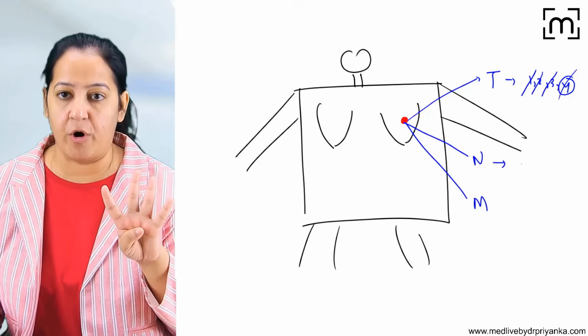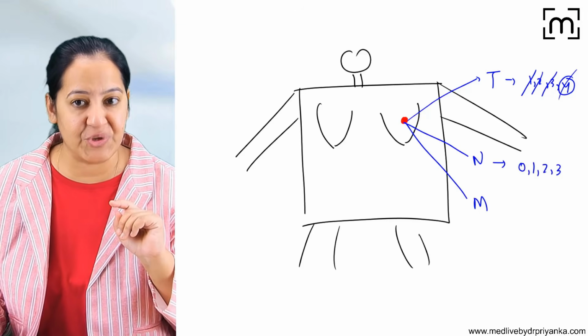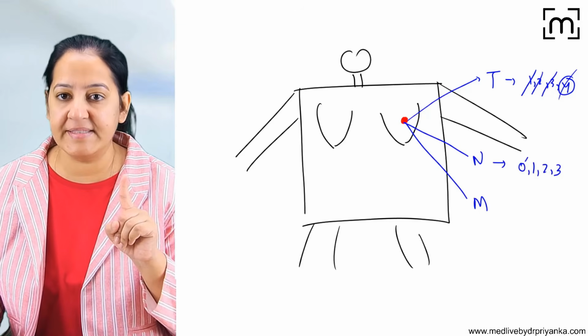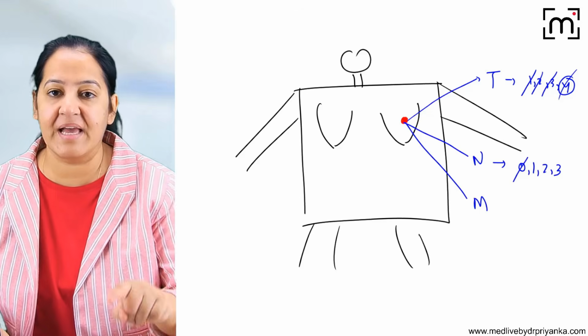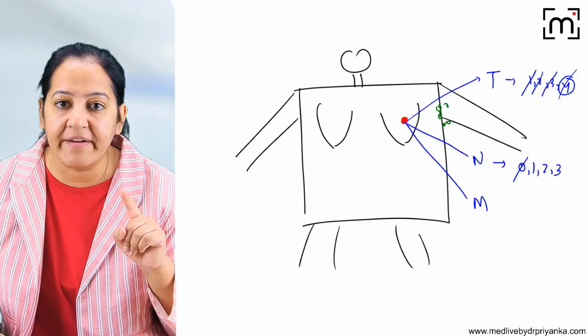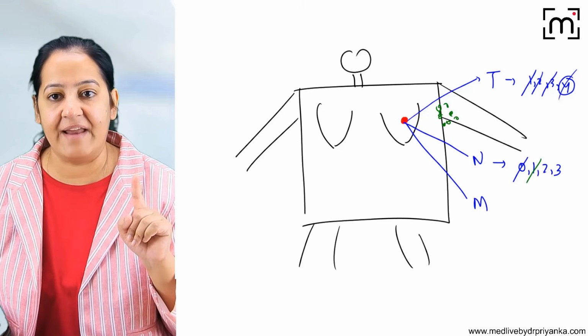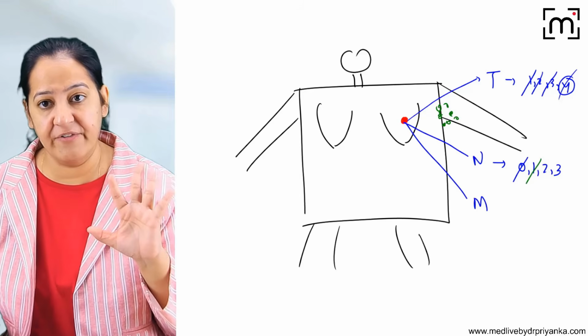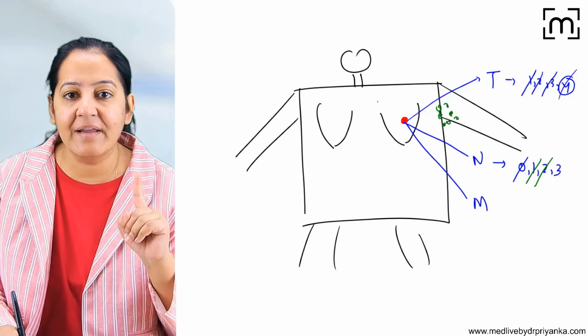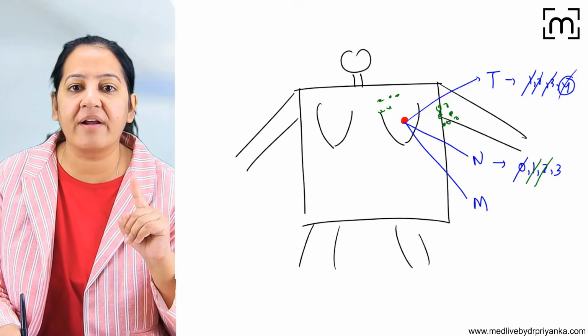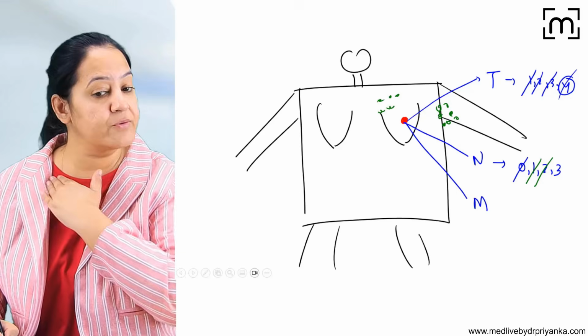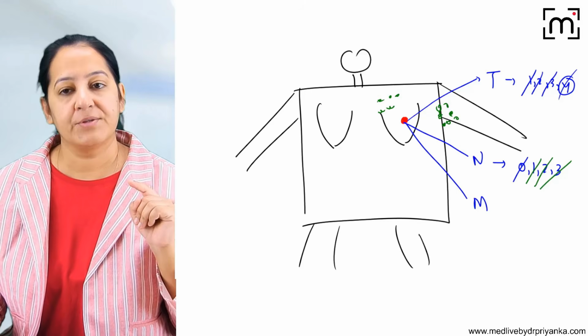In the N, I'm having four options: N0, N1, N2, N3. If no lymph nodes are involved, it's N0. If along with the breast cancer, axillary lymph nodes are involved, but they are movable, it's N1. If the axillary lymph nodes are fixed, it's N2. Along with the axillary, if the supraclavicular and infraclavicular lymph nodes are also involved, it's N3. So that is the N.